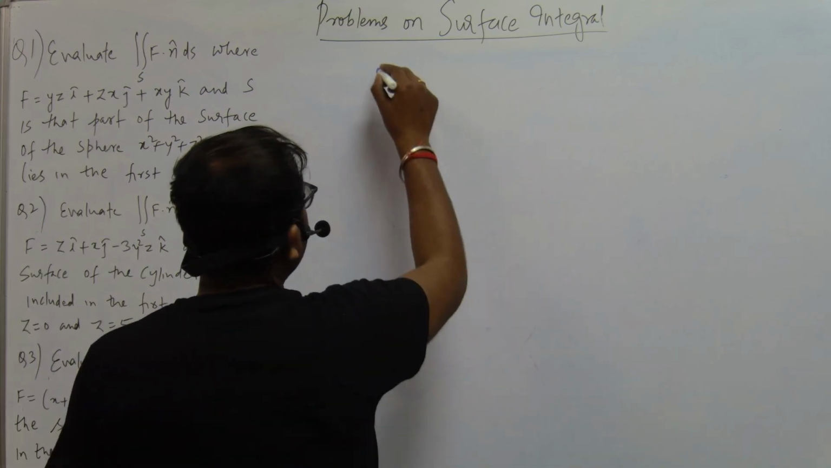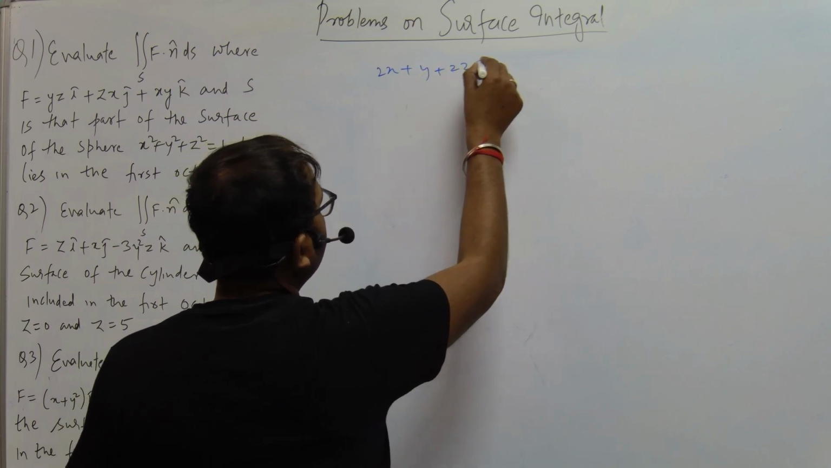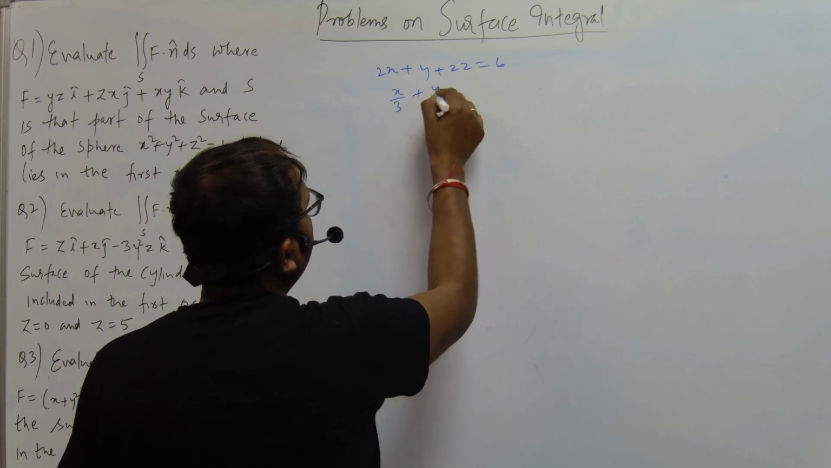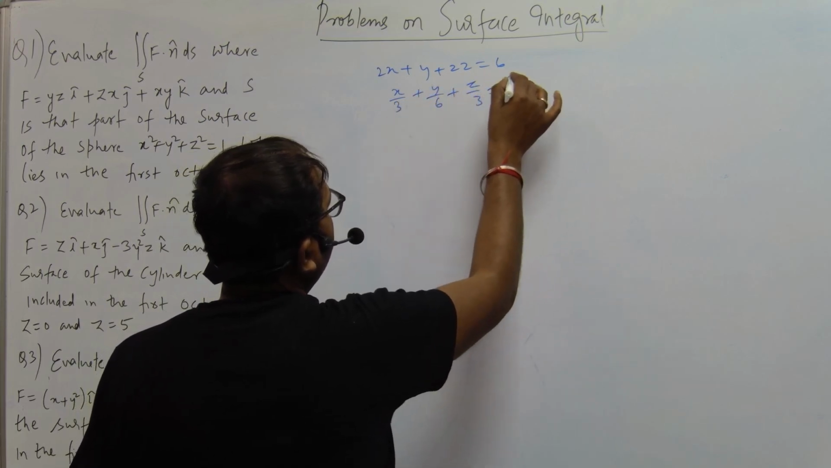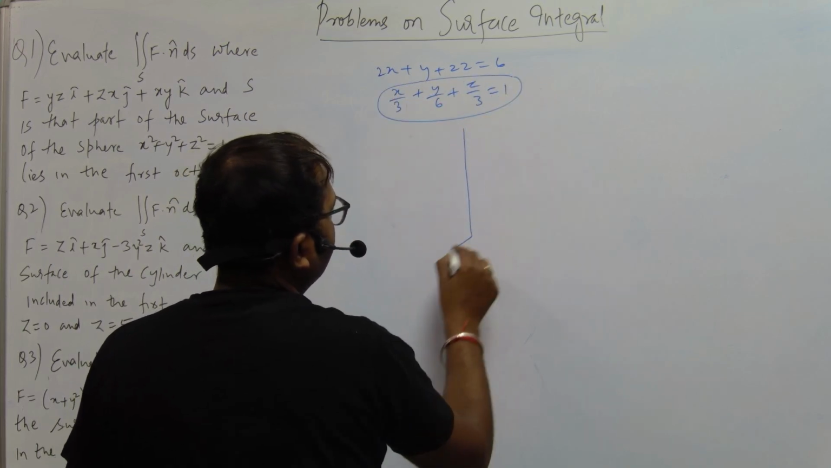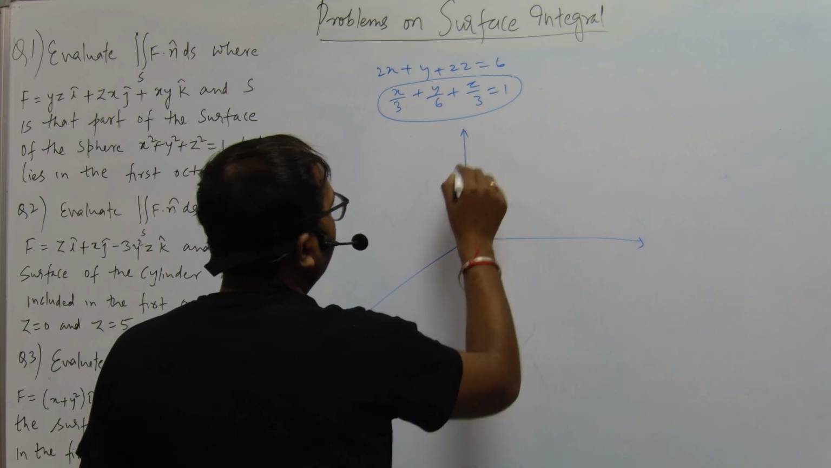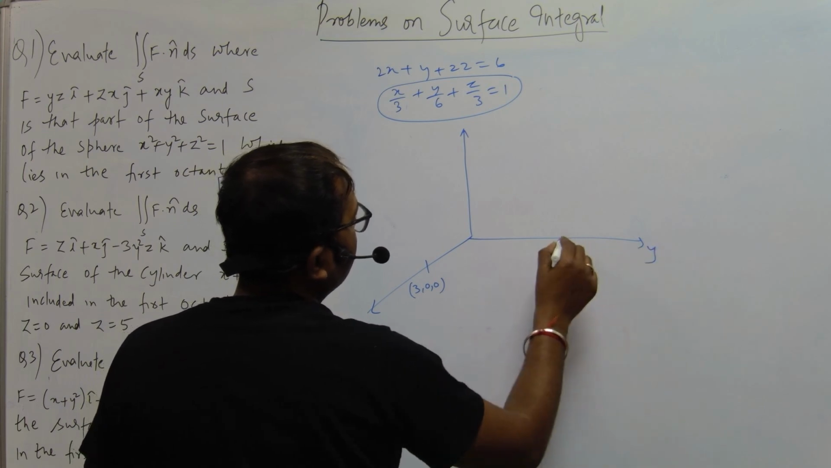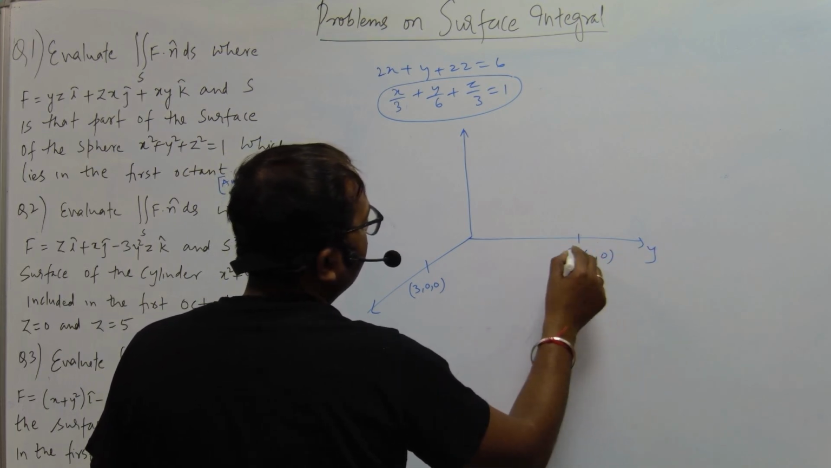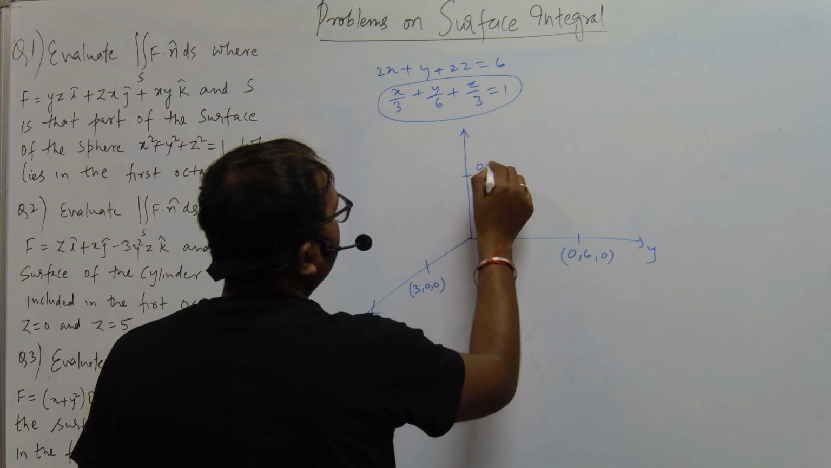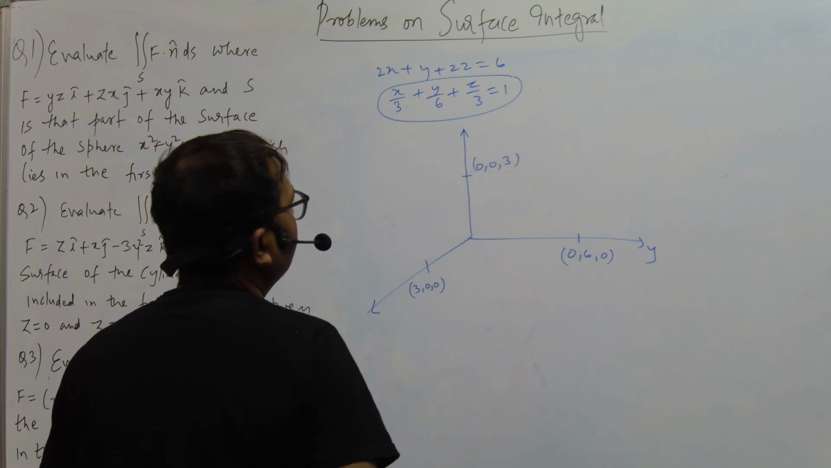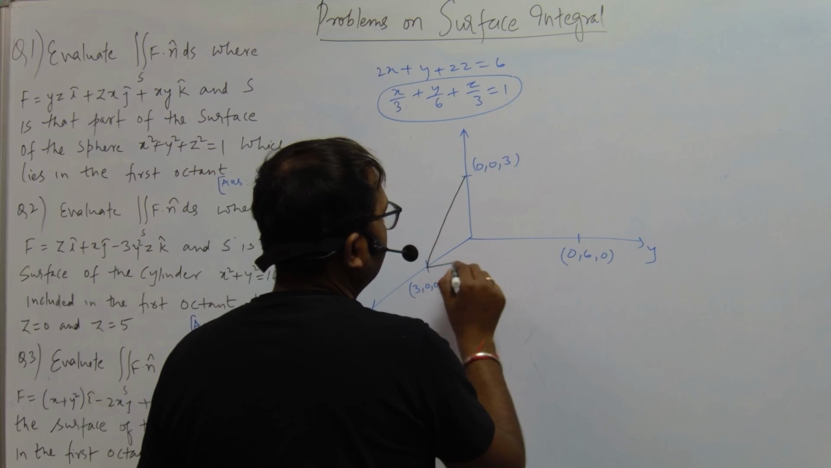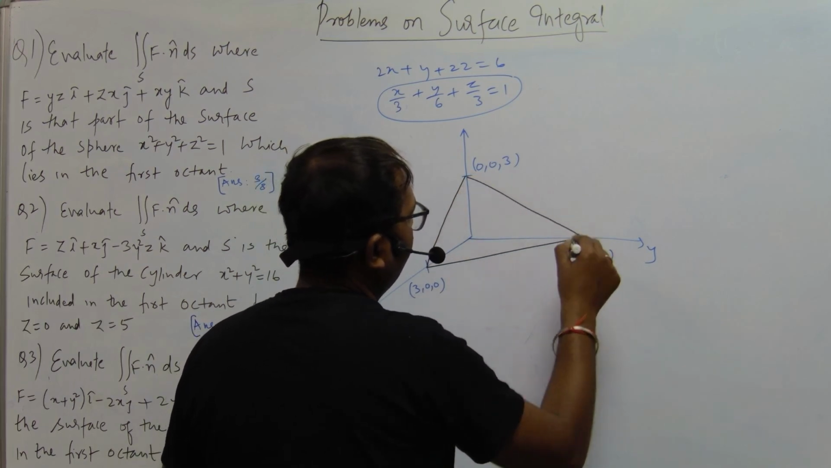We have the plane 2x plus y plus 2z is equal to 6. So from here, dividing by 6, we have x upon 3 plus y upon 6 plus z upon 3 equal to 1. So let us draw this plane. This is the point 3, 0, 0. We have the value of y as 0, 6, 0. This is 0, 0, 3. This is our plane.